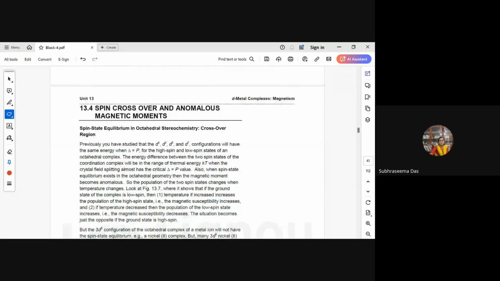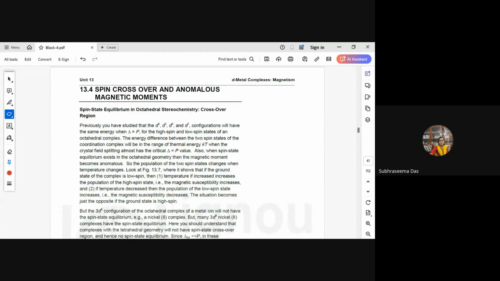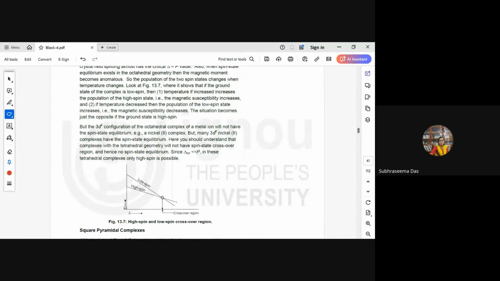And now coming to spin crossover and anomalous magnetic moments. So, spin state equilibrium in octahedral symmetry and the crossover region. We know the concept of pairing energy from the CFSE that we studied yesterday. Here in figure 13.7 we see a high spin and low spin crossover region that has been represented.